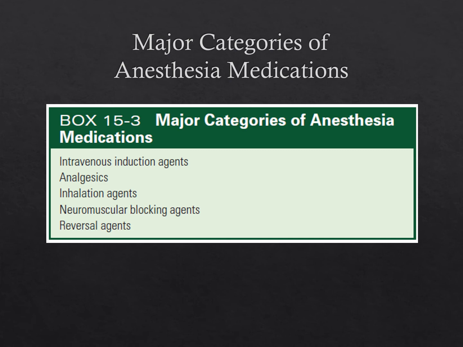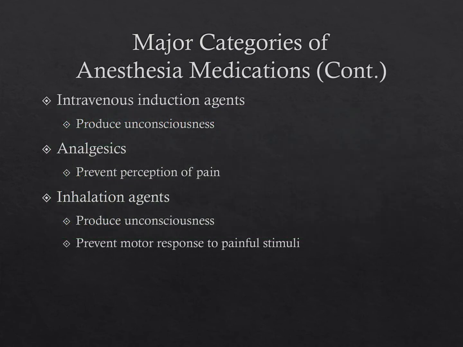If you look at this box 15.3, it's also in your book, but these are the major categories of anesthesia medications. So we'll talk about IV induction agents, analgesics, inhalation agents, neuromuscular blocking agents, and reversal agents. So first up, we are going to talk about intravenous induction agents. All of these different things contribute to a component of general anesthesia. The first three we'll talk about on this slide and the next two on the other.